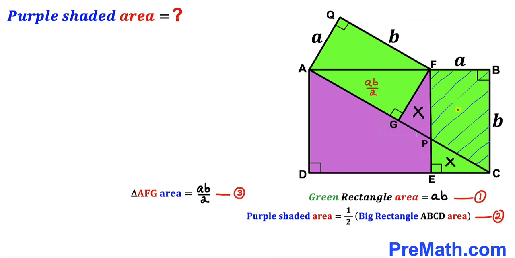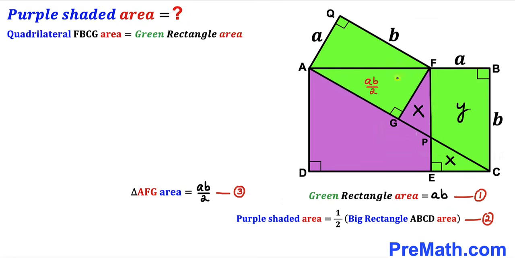Let's focus on this trapezoid FBCP. I'm going to label the area of this trapezoid as Y. And then we can see the area of this quadrilateral FBCG is going to be X plus Y. And here we put down the area of this quadrilateral FBCG as X plus Y over here on the left hand side. And likewise the area of this green shaded rectangle is going to be X plus Y as well.